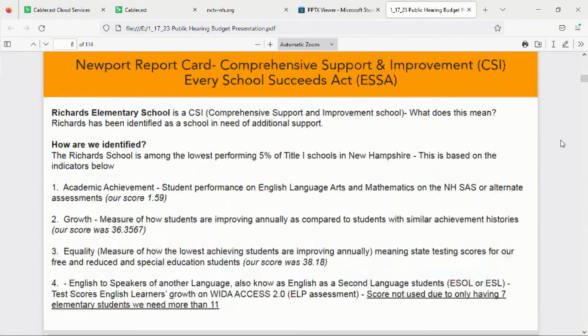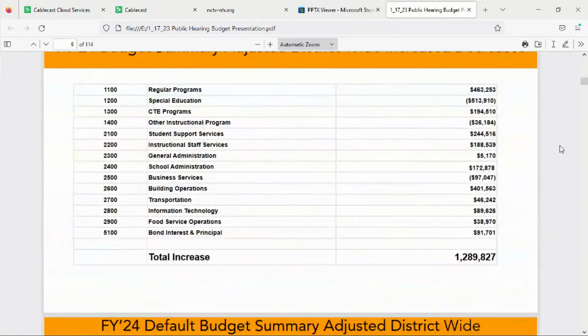Diane, can I just stop you right there? Could you just say, like, special education, CTE programming instead of just the line number? Yeah, okay. Thank you. Do you want me to start from the beginning or just where I left off? Well, 1100 was regular programs, 1200 special education. Okay.